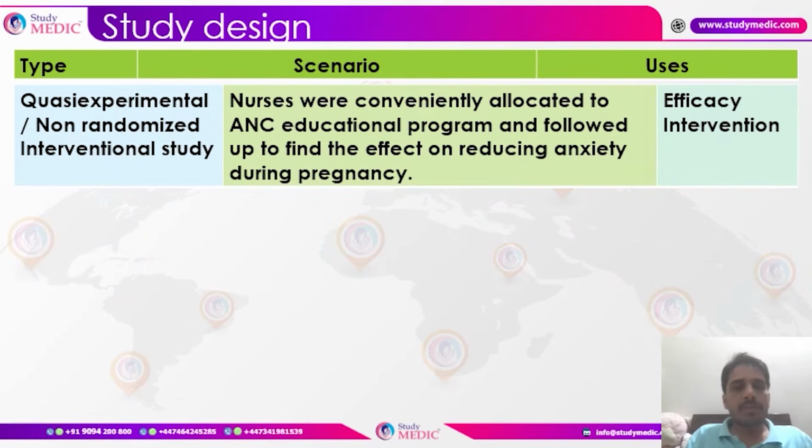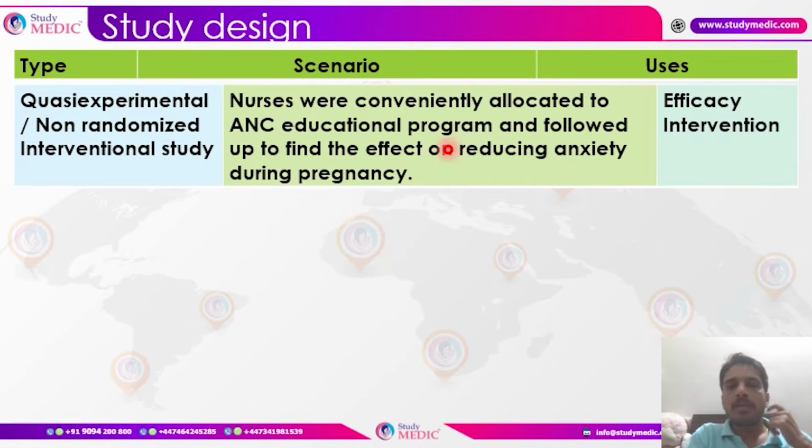Now coming to interventional studies, one type is where subjects are not allotted to the interventional group and the non-interventional group based on randomization. They are conveniently allotted. It is called a quasi-experimental or non-randomized interventional study. Here you can see nurses were conveniently allocated to an antenatal care education program. One group was allotted to it, and the others were not.